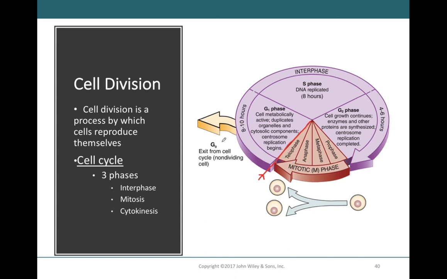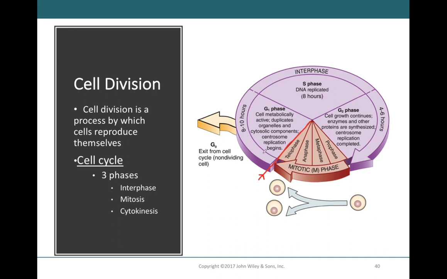Now we also have this G0 phase. The G0 phase is what is known as cell cycle arrest. So cells are going to enter this G0 phase and sort of move their way away from the cell cycle, and they're not going to grow anymore. But let's talk about each of these phases. Break down the individual components of each phase.